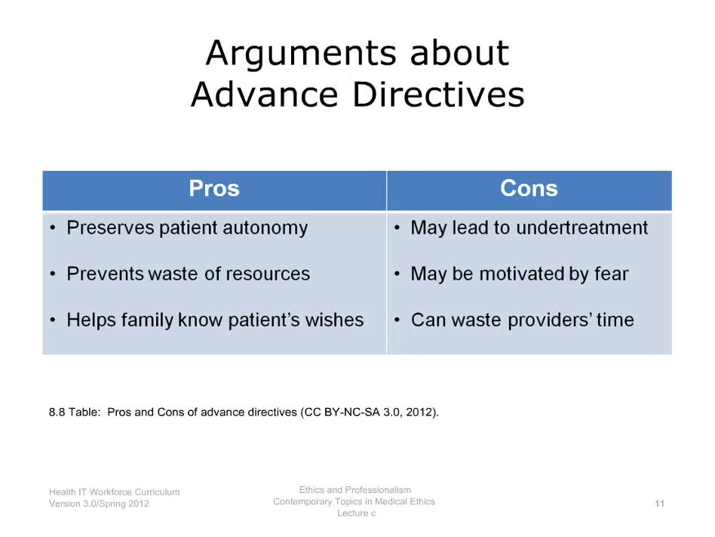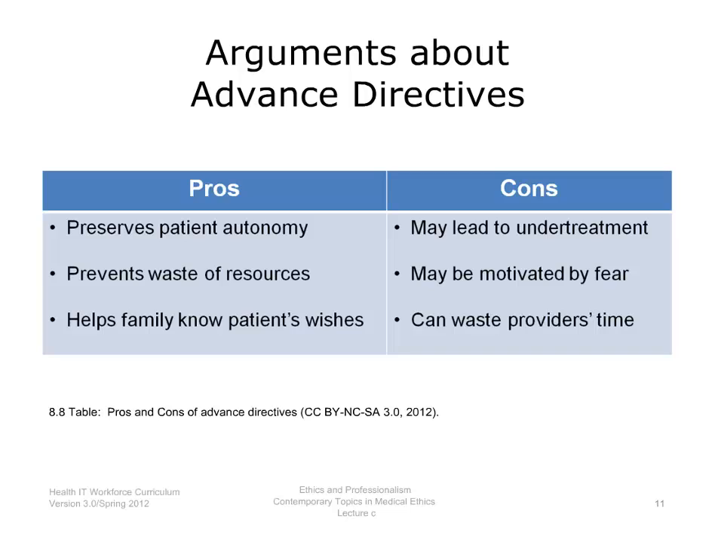One of the arguments in support of advance directives is that they help preserve patient autonomy. In addition, it is argued that they can help prevent the waste of limited healthcare resources. Furthermore, proponents say that advance directives can help family members know the patient's wishes and help provide the family with peace of mind. Opponents of advance directives say that directives may make healthcare providers limit care inappropriately, leading to denying a patient potentially beneficial treatment.